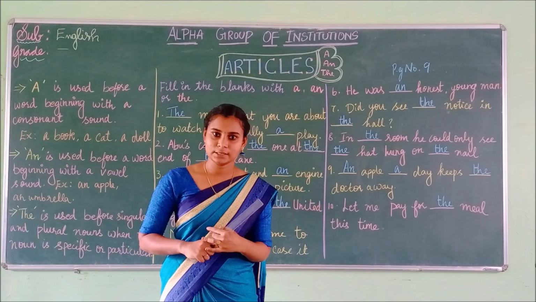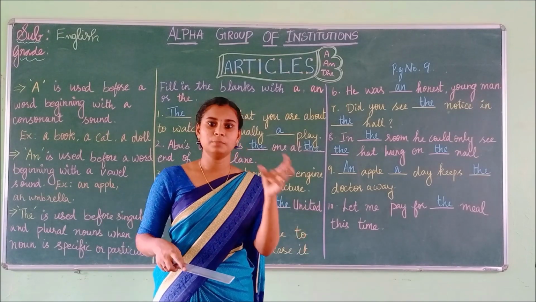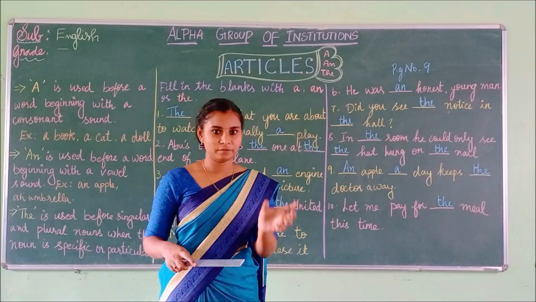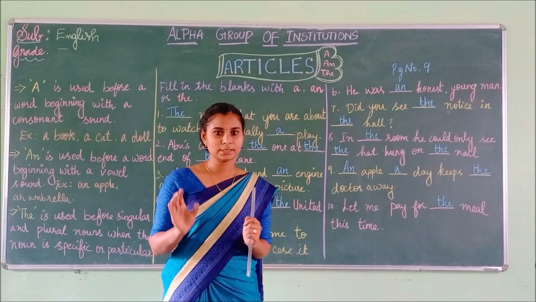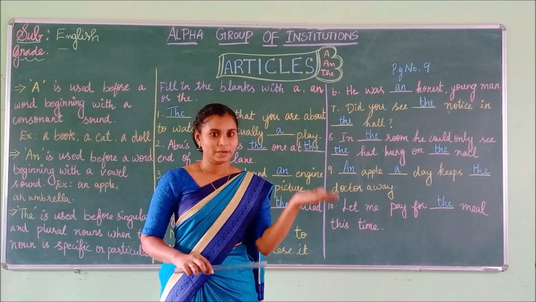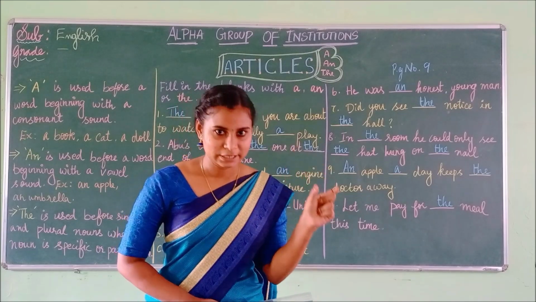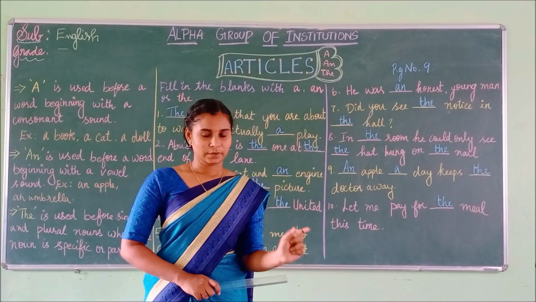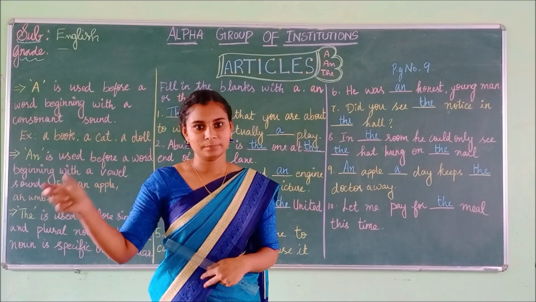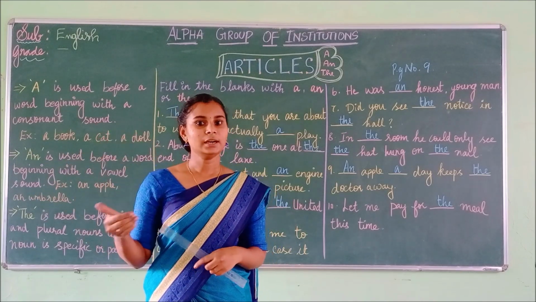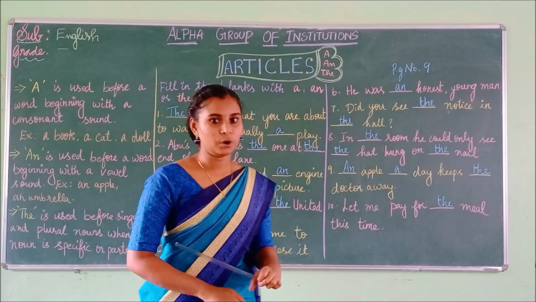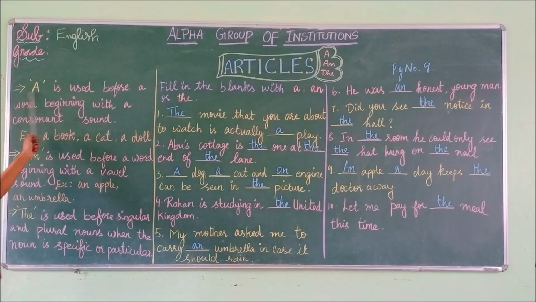So what are articles? Articles are words which are used before a noun and which also modify a noun. If you take articles, there are two types of articles. One is definite articles and the other one is indefinite articles. If you take definite articles, the comes under it, and a and an come under indefinite articles. So we'll see now what the articles are. So here we have got a, an, and the. Repeat it. A, an, and the.